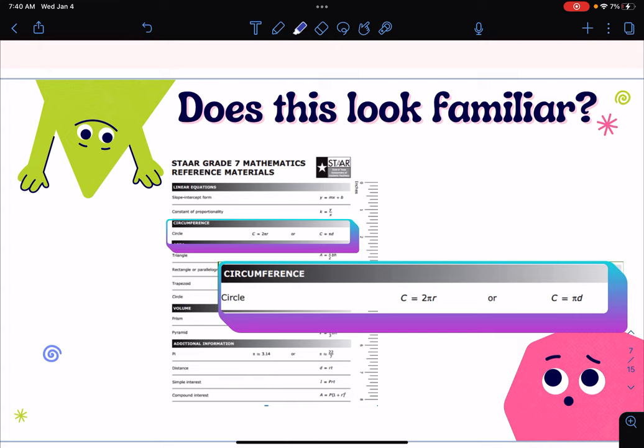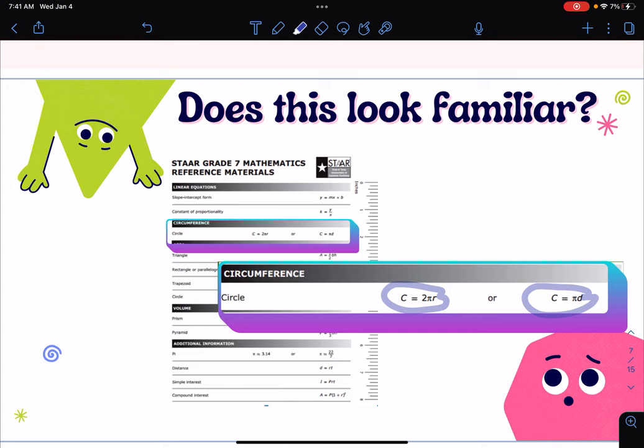So if you go to the section that's labeled circumference, then underneath you have circle and you have the 2 different formulas. Okay, so if you notice, you have C equals 2 pi r, and then you have C equals pi d, or pi times diameter. Okay.